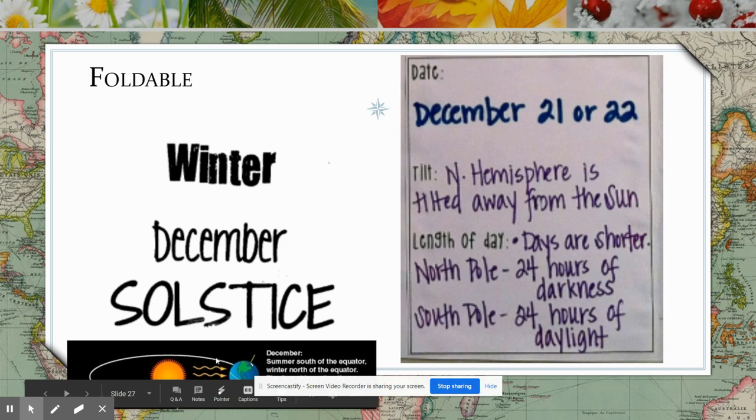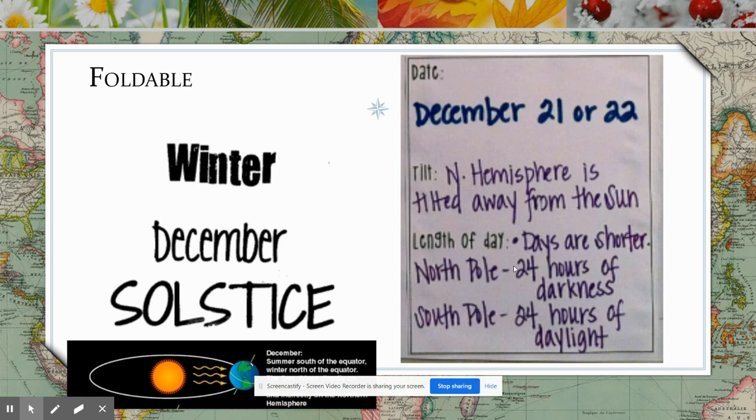Remember, this is occurring as the Earth is orbiting or revolving around the sun. Length of days. Daylight time is going to be shorter. That does not mean that we don't have 24 hours a day. It means that the amount of light we're going to have is shorter.